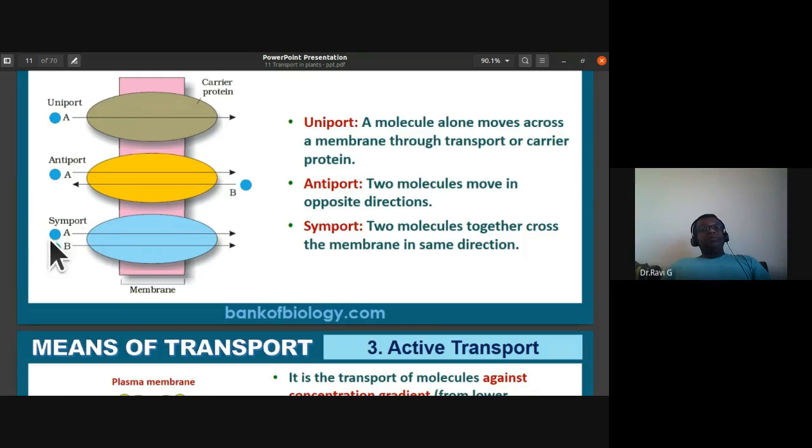In symport, two molecules move together in the same direction. Two molecules which are moving together in the same direction through the transport protein or carrier protein in the plasma membrane, we call it symport. If two molecules are moving together in the same direction across the membrane through the carrier protein, we call it symport movement. So these are the three types that you have to remember. In facilitated diffusion, the movement of molecules can be of uniport type, symport type, or antiport.